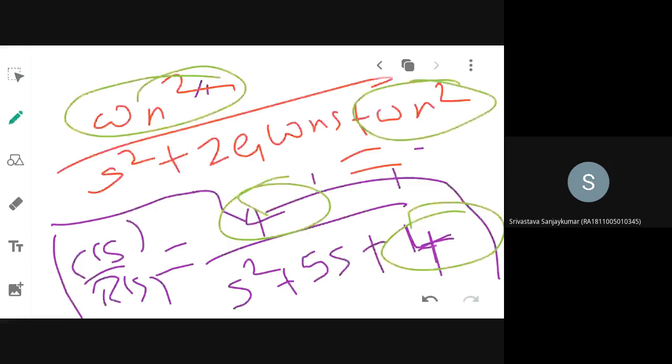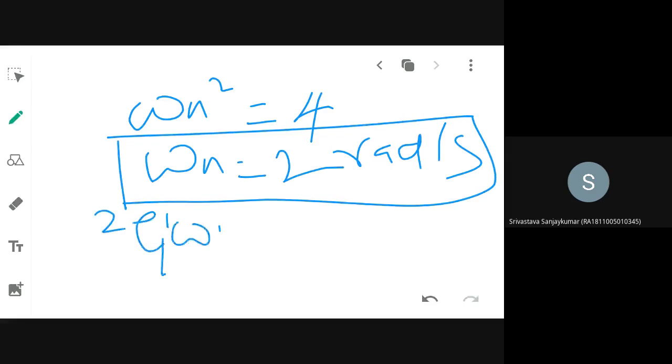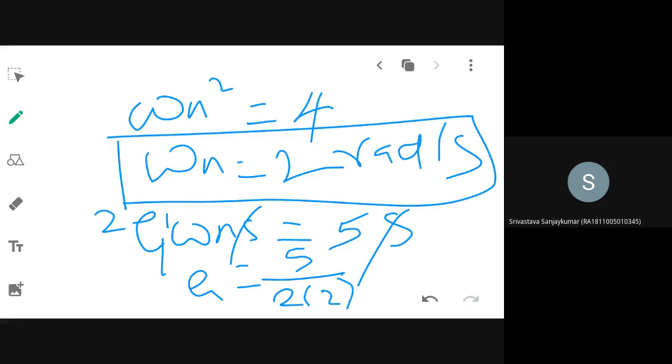In the same fashion, what will be your zeta? 2 zeta omega n s you will be equating to 5s, and determine the zeta value. 2 zeta omega n is equal to 5, so zeta is 5 by 4. 5 divided by 4 is how much? 1.25.